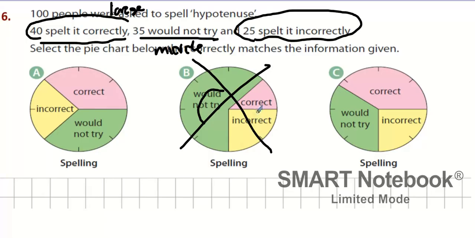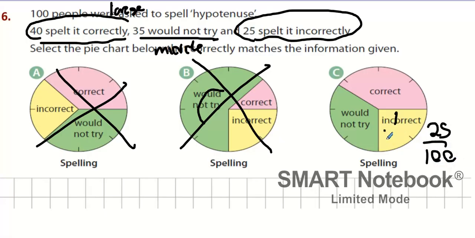Now, another way of looking at it would be would not try and correct are the same size in this one, aren't they? So what does that mean? Incorrect. Correct should be slightly bigger than would not try. And incorrect is 25 out of 100 people, which is exactly a quarter. So for all those reasons, I think I'm going to select C.